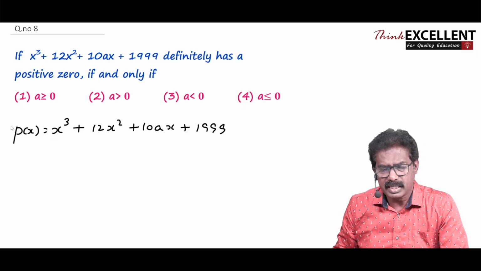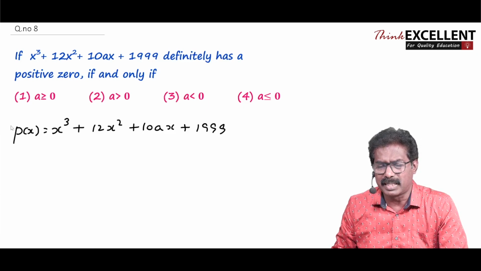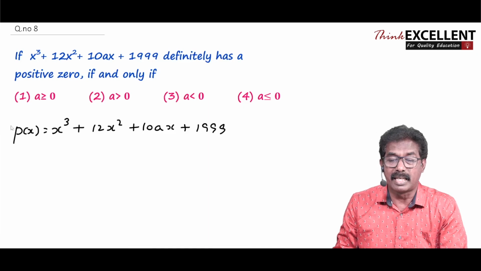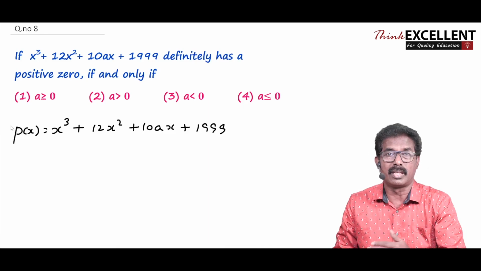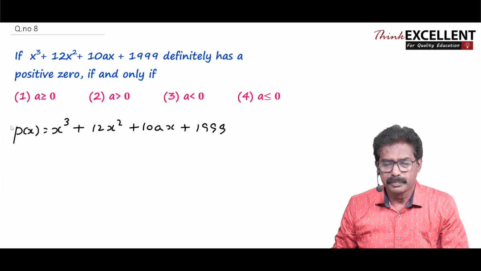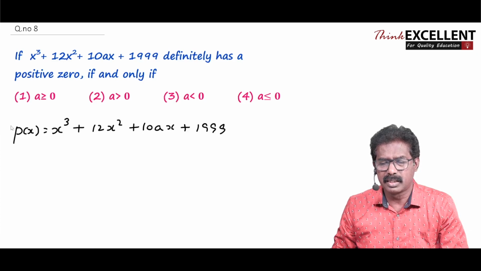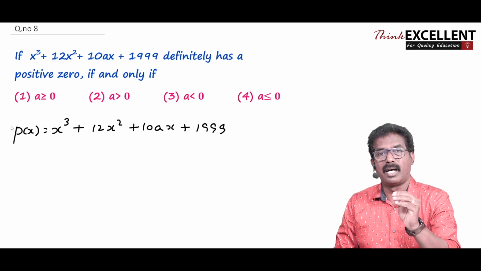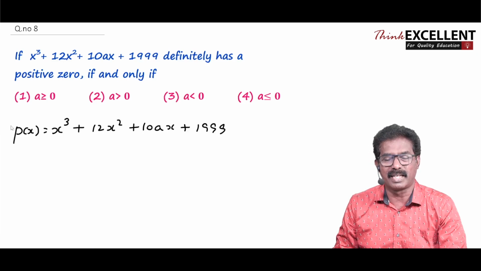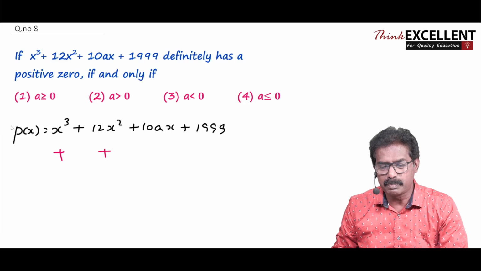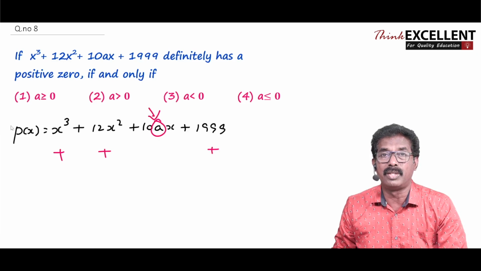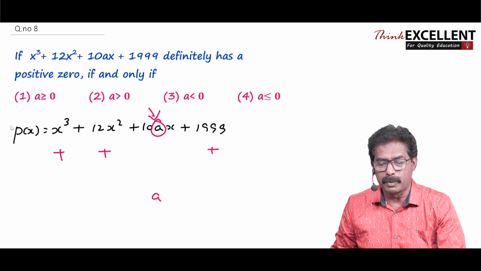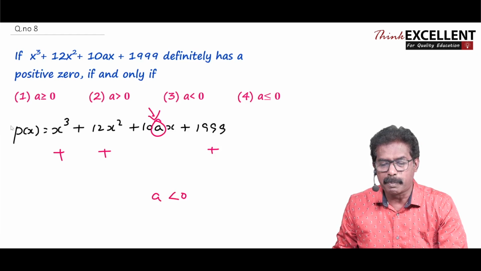Here, if I see there is no sign change, everything plus, but there is an unknown a. A may take any value. It may be positive or negative or 0. So this definitely has a positive 0. It has a positive 0 means there must be a sign change in P of x. So this is positive, this is positive, this is positive. So the only thing you can do is make a value some negative value. So when you put a is negative, this part will be negative.